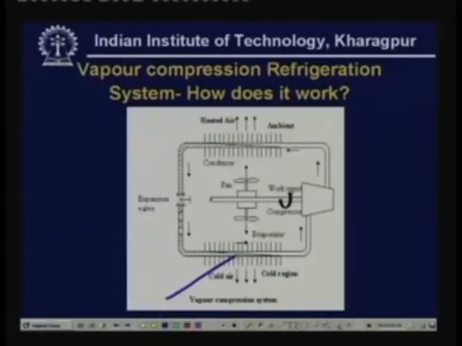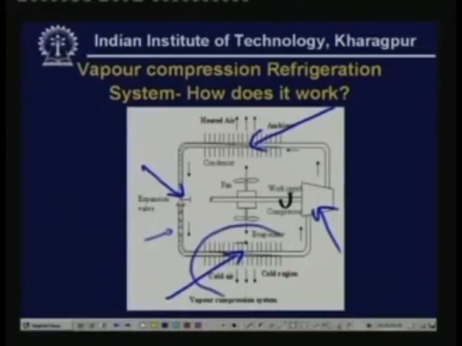Again, you have the four basic components here: evaporator, compressor, condenser, and an expansion valve. Let us begin at this point. Right after the expansion valve, a low pressure, low temperature liquid enters into the evaporator, where it boils by taking heat from the surroundings. So surroundings get cooled and you get a refrigeration effect in the surroundings. As a result of this heat transfer, liquid becomes vapor, and this low pressure, low temperature vapor is compressed to high temperature and high pressure in this compressor.